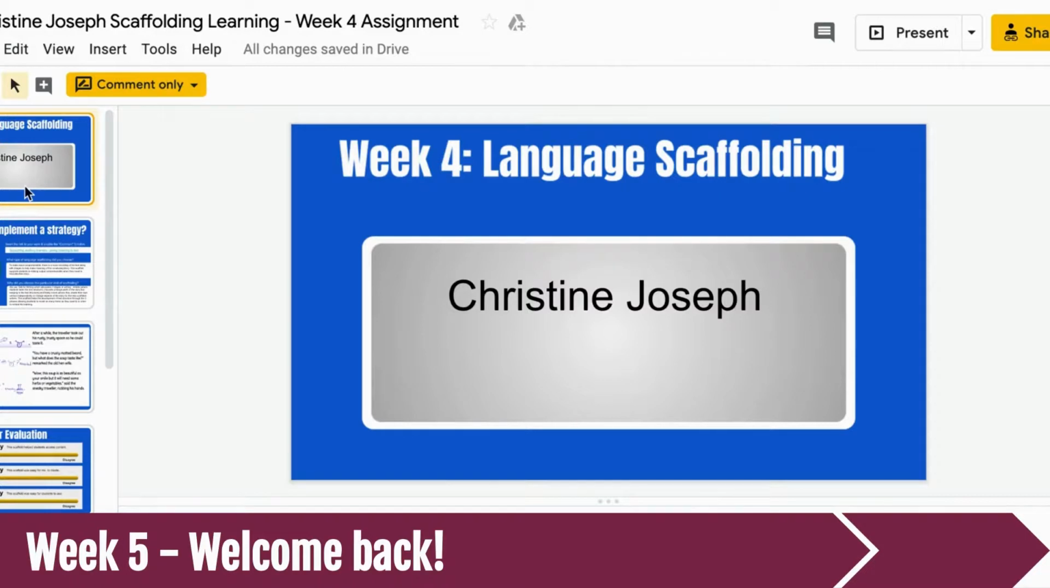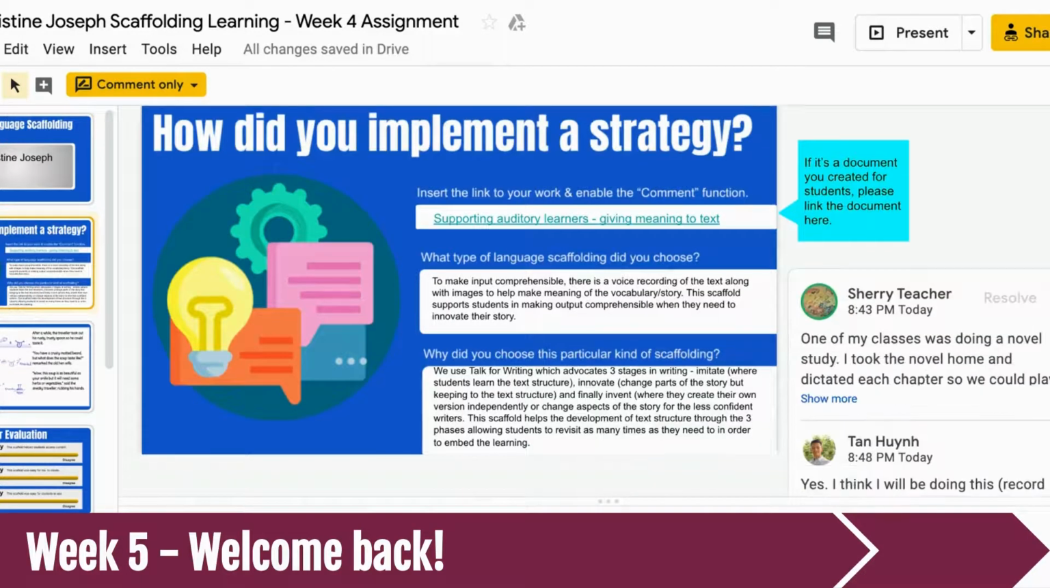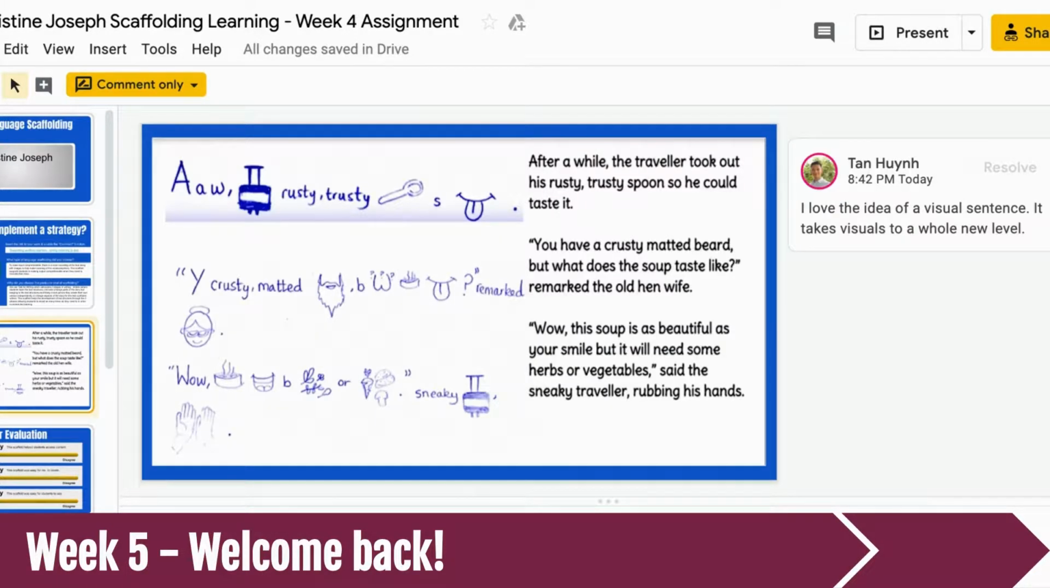This example comes from Christine. To help students understand the meaning of vocabulary words, she recorded a voice recording of the text with images that she drew. This strategy also helps students produce comprehensible output when they're ready to innovate on their stories. These are her hand drawings, and I'm going to show you her recording of it.